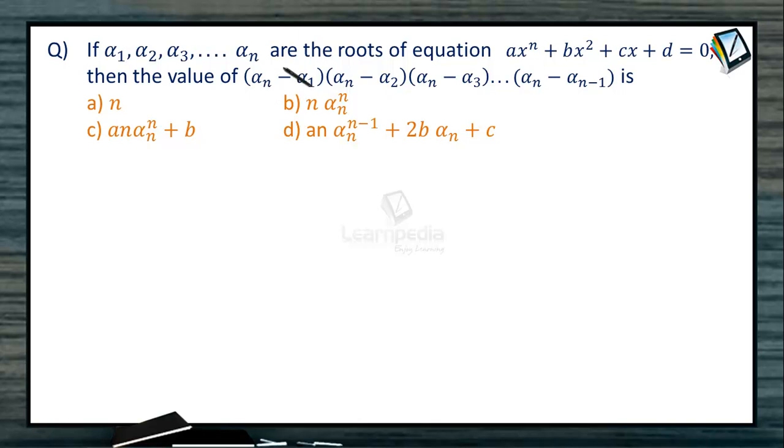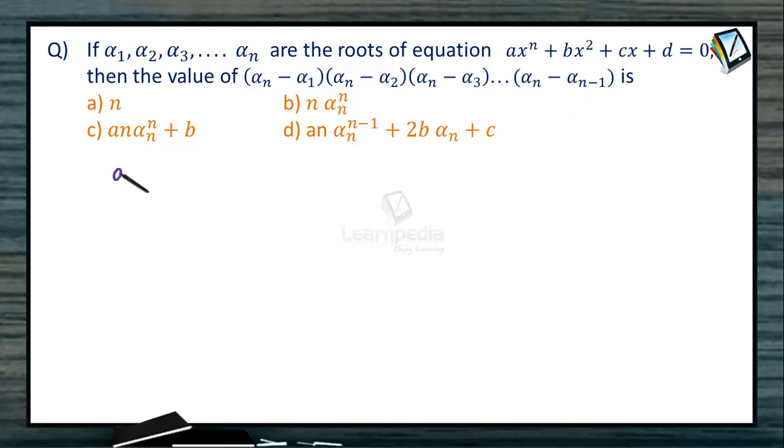Now if you understand the given data, an equation ax^n + bx^2 + cx + d = 0 has n roots alpha 1, alpha 2, alpha 3, up to alpha n. Then we need the value of (alpha n minus alpha 1) into (alpha n minus alpha 2) into so on up to (alpha n minus alpha n minus 1).